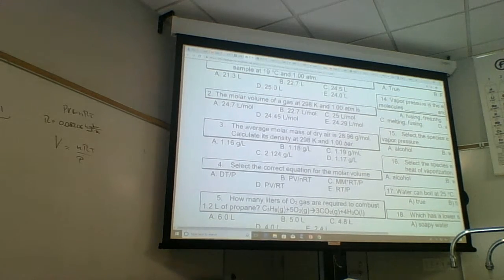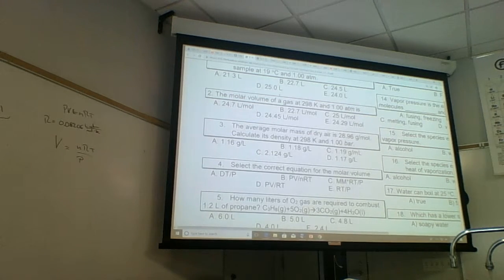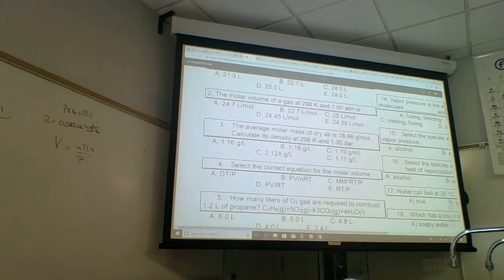2, the molar volume of gas at 298 Kelvin and 1 atmosphere. A lot of people have this memorized. Why? Because 298 Kelvin is common. 298 Kelvin they call what? Common temperature. It's called standard temperature. Is 298 Kelvin standard temperature? No. Do you know what standard temperature is? Zero degrees Celsius. That is standard temperature. 0 degrees Celsius.